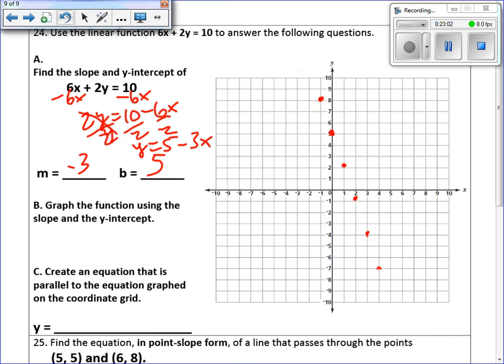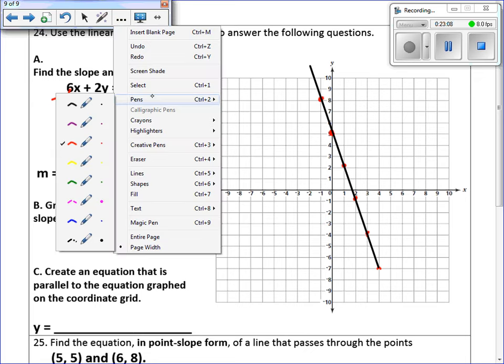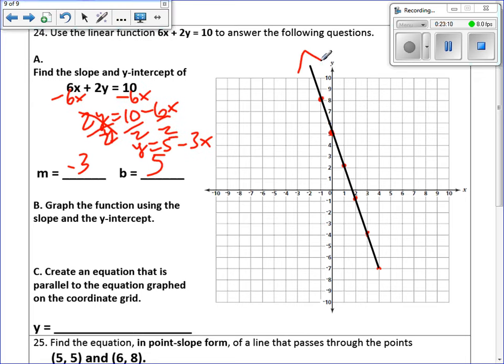I could do better than that. There we go. Lines, arrows, equation. I like to use the original equation, but either one is fine.